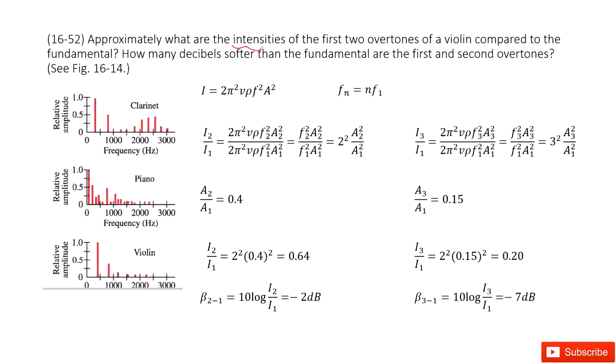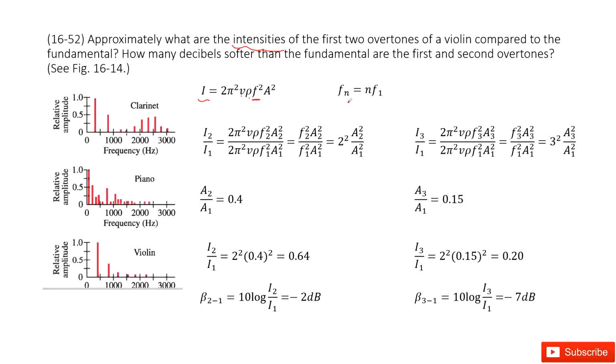So first, we need to determine the intensity ratio. We can write the intensity function from our textbook: 2π² v ρ f² A². Inside this, 2π² is a constant, v is the wave speed in air, a constant, and ρ is the air's density, a constant. f is different for the fundamental frequency, the first overtone frequency, and the second overtone frequency. So f can be determined by f_n equal to n times f1, right?